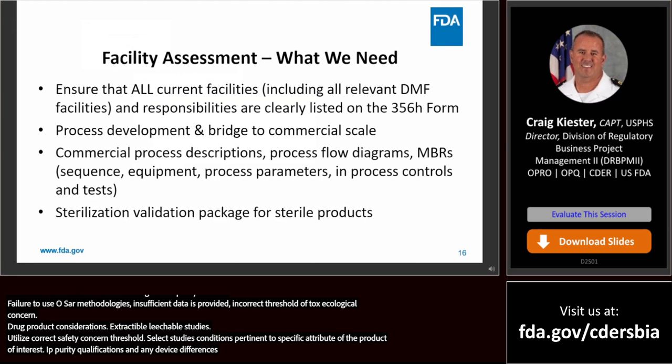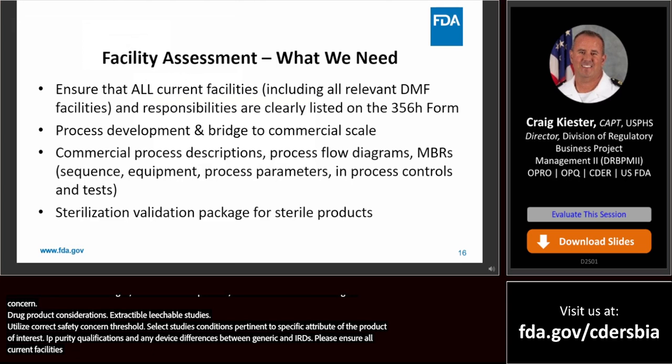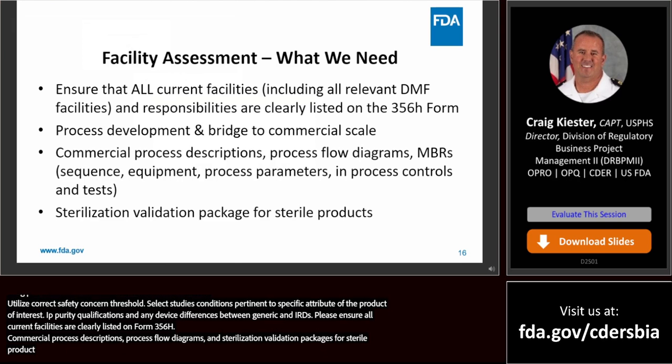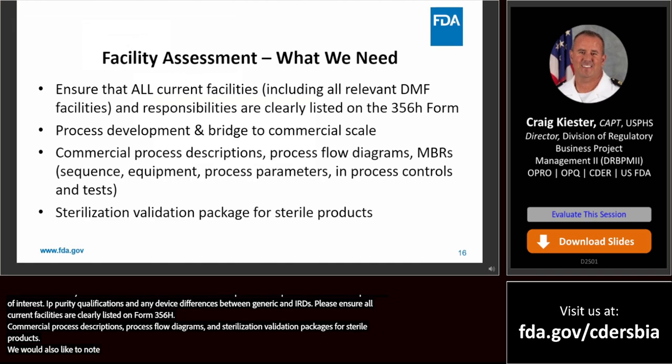Facility assessment, what we need. Please ensure that all current facilities, including all relevant DMF facilities and their responsibilities, are clearly listed on the Form 356H. Process development and bridge to commercial scale: commercial process descriptions, process flow diagrams, and sterilization validation packages for sterile products. We would also like to note that you are now required to verify that all facilities are ready for inspection.